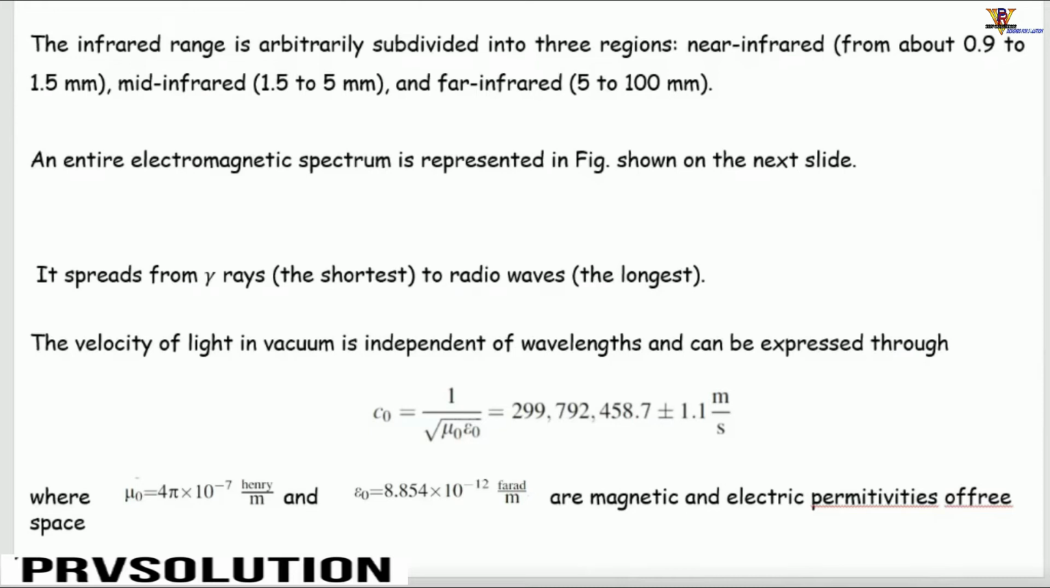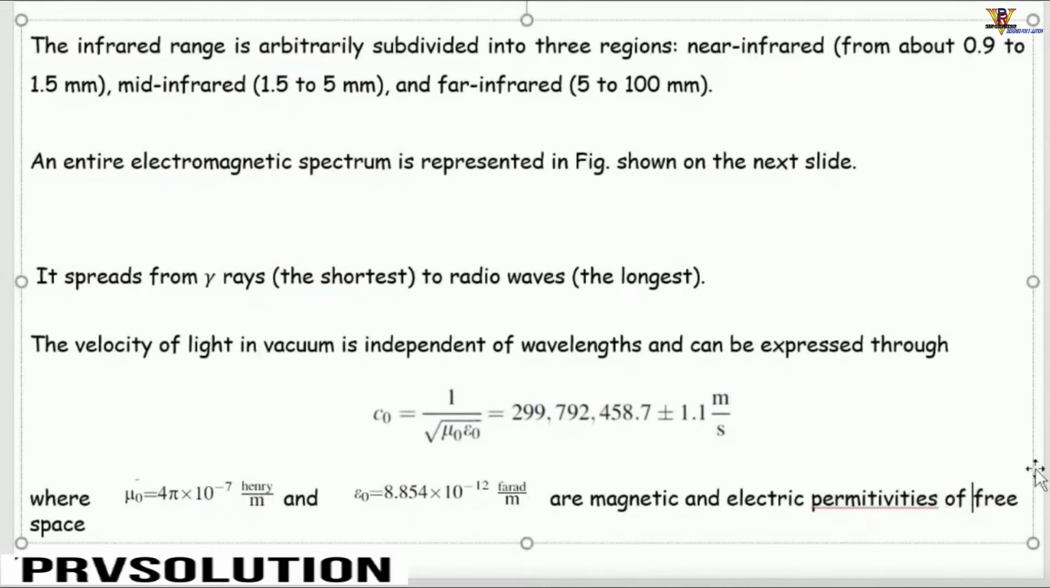Now come to some properties of light. The velocity of light in vacuum, we know that it is 3.8 into 10 to power 8 meter per second, or roughly given by this value, but it is independent of the wavelength. That can be expressed through an expression C naught equals 1 by square root of mu naught and epsilon naught. Mu naught, epsilon naught, they are termed as the magnetic and electric permittivities of free space. So they have fixed values.